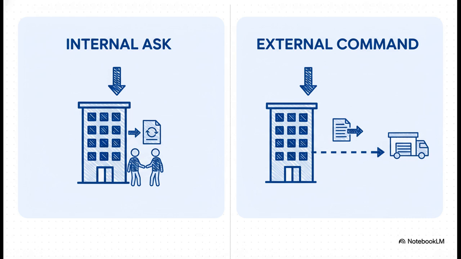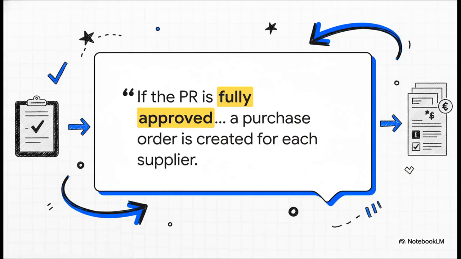This is the official go signal. And hey, don't just take my word for it. The source material from the SAP Ariba guide says it right there in black and white. The approved PR is what triggers the creation of the purchase order. This is the exact moment the company officially commits to spending real money with an outside vendor. There is no turning back now.